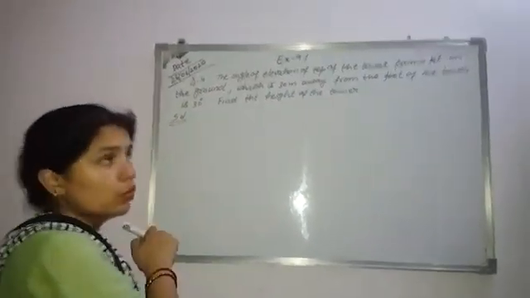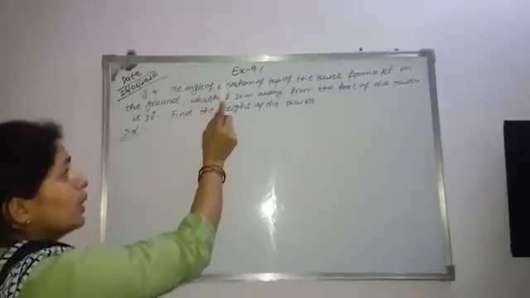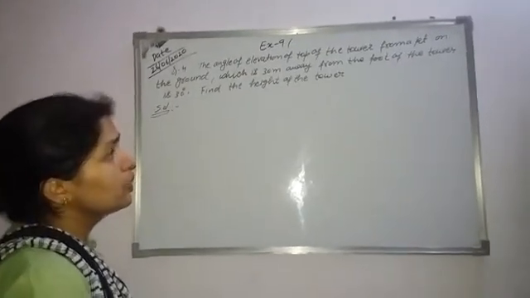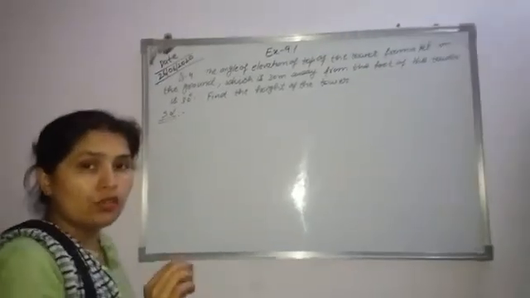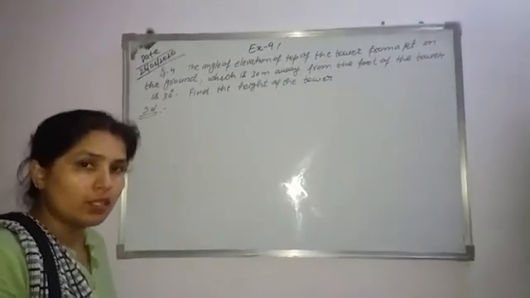Question number 4. The angle of elevation of the top of the tower from a point on the ground. First is the angle of elevation. Now what is the angle of elevation?